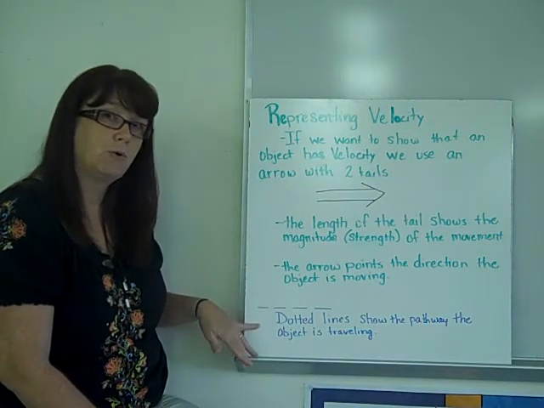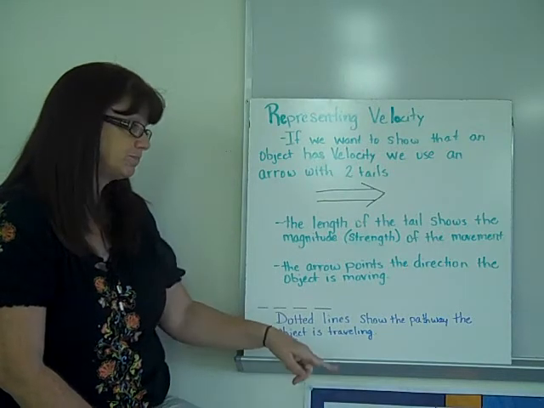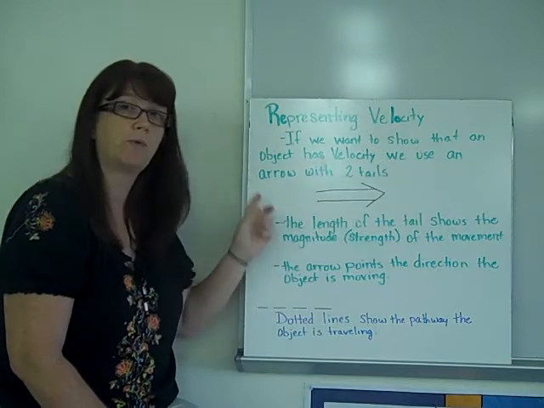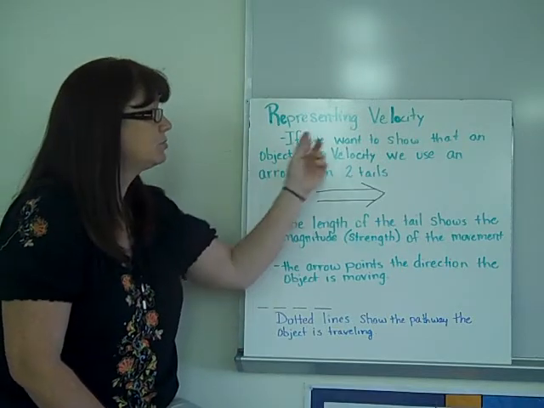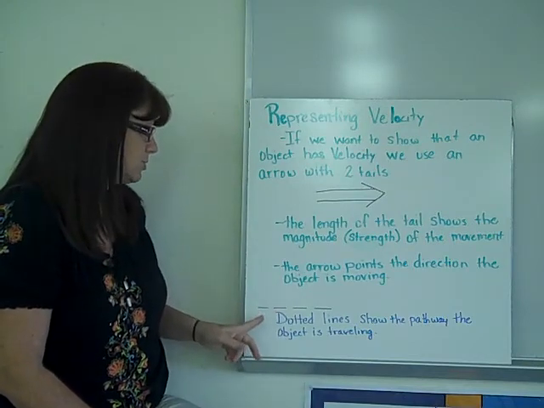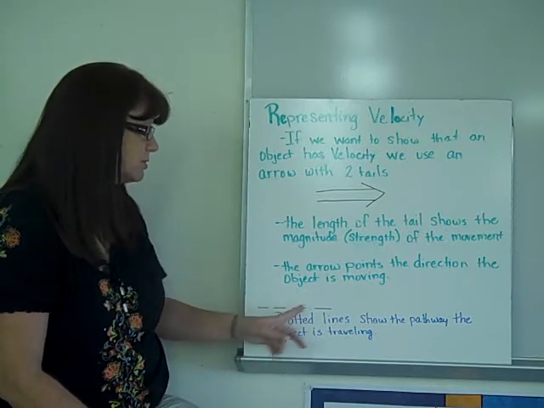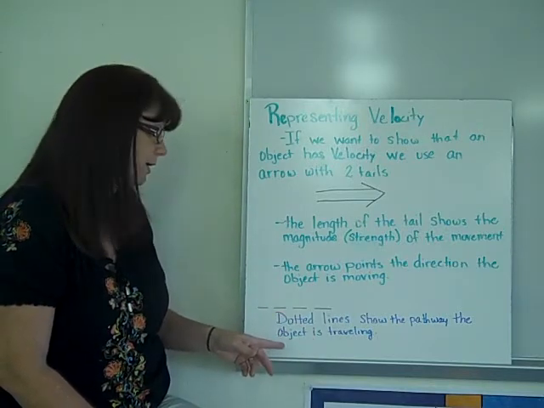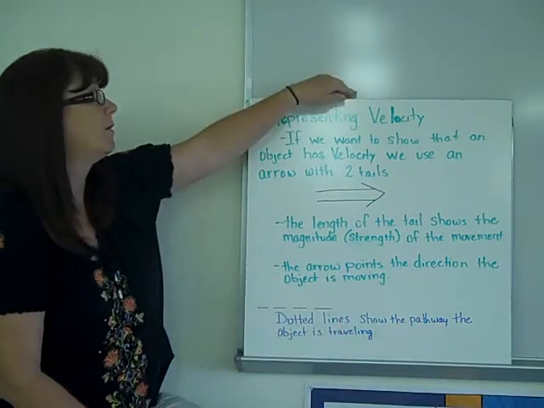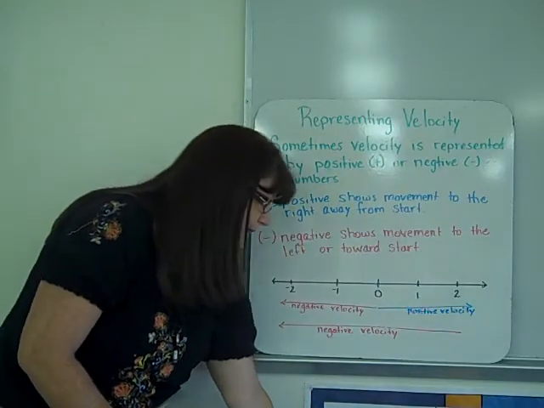Remember back to when we did displacement. We had the block that was going around, and I had the dotted lines that went through it. And I told you that those dotted lines showed you the path of travel. So when we do some of the representing of our objects on paper, we will use a dotted line to show the pathway that our object is traveling. There's one other way that we can represent velocity on paper.